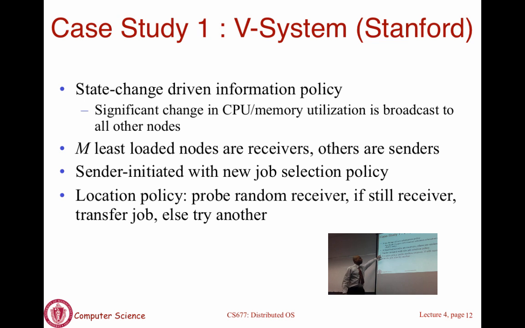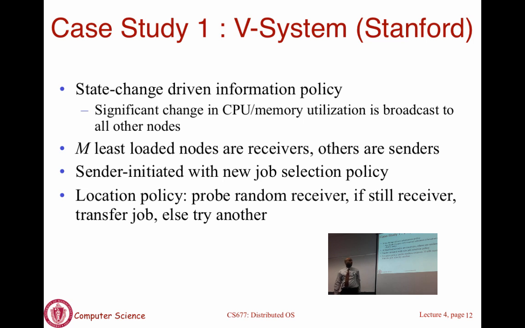Okay? The least loaded nodes, and there is a very configurable parameter M. You take the M least loaded nodes in the system, they were receiver nodes, which means they would accept requests or jobs from other nodes, and other nodes were sender nodes. Okay? So they could offload jobs. So this was a simple sender initiated policy. If you are a sender, you would go look for a receiver, and who is a receiver depends on what load you broadcast to others. So you take the least loaded machines, and they would be your receivers, the M least loaded ones.